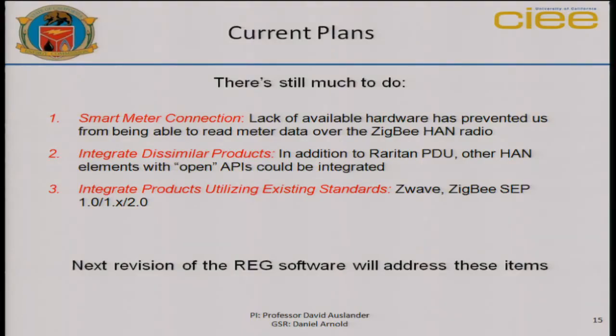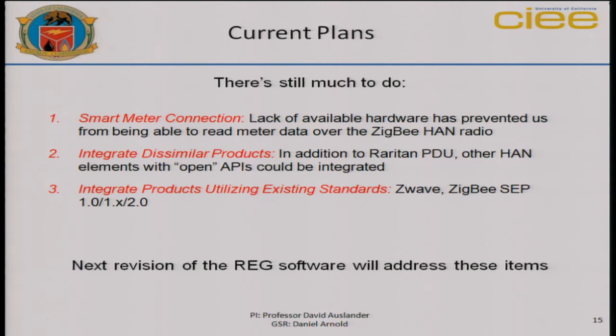So we've had a lot of success in the past few years, but there's still a lot we'd like to do. So far, the connection to the smart meter has been a bit elusive due to the lack of available hardware that allows us access, at the application layer, to Zigbee SEP 1.0 to communicate with the HAN radio in the smart meter. But we've identified some products which might fit the bill and allow us to do this. So there's hope. We'd like to continue to integrate dissimilar physical products into the gateway's sphere of influence.